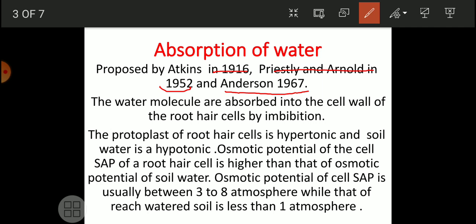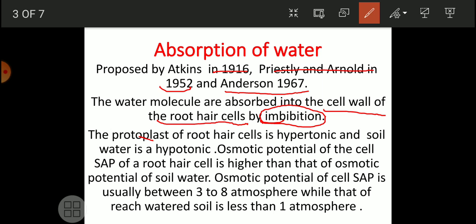Now water molecules are absorbed into the cell wall of the root hair cells by imbibition. You have to keep in mind that whenever the water is present in the capillary form, we have already seen there are 5 forms of soil water. Of those, only capillary water is absorbed by the plant, or is available to the plants. So by imbibition, that capillary water is absorbed by the cell wall of the root hairs.